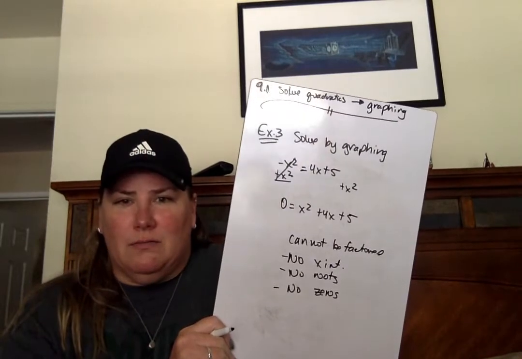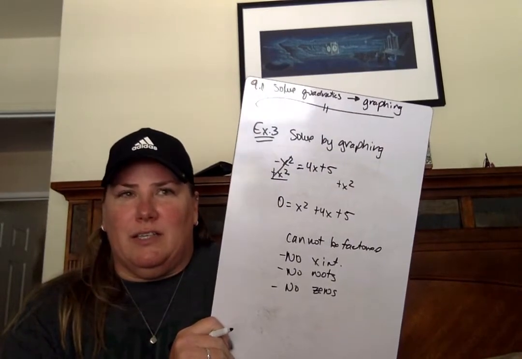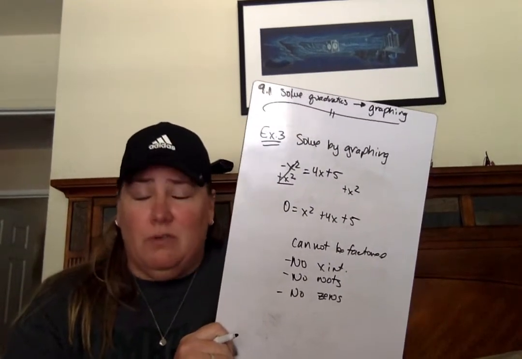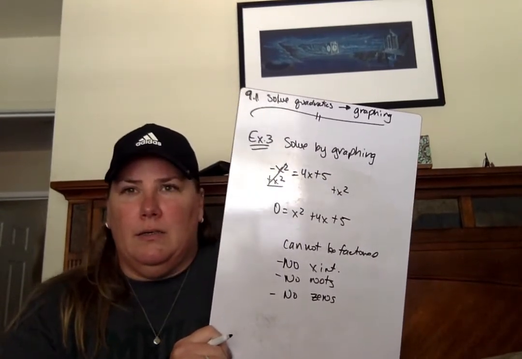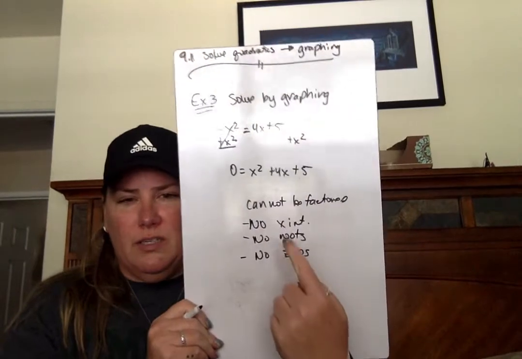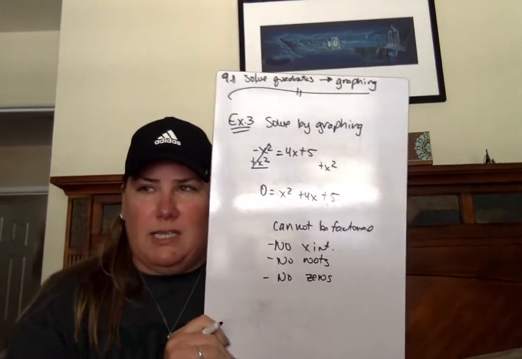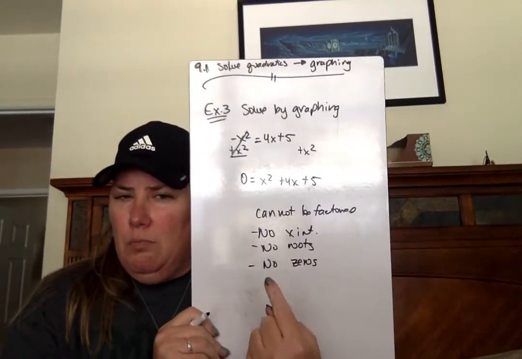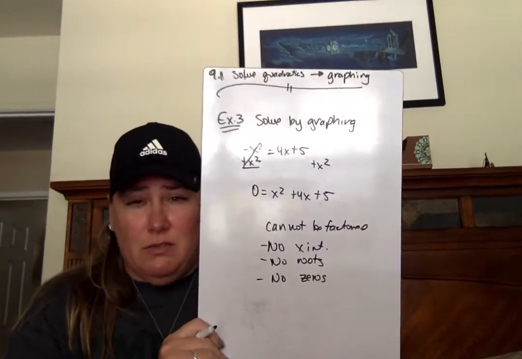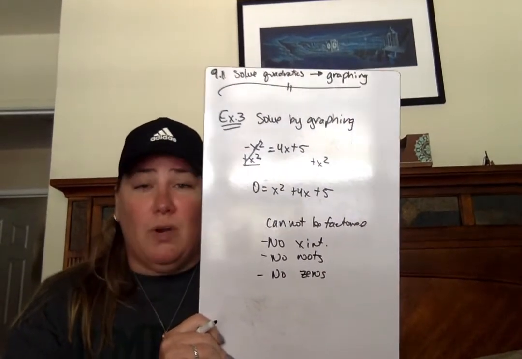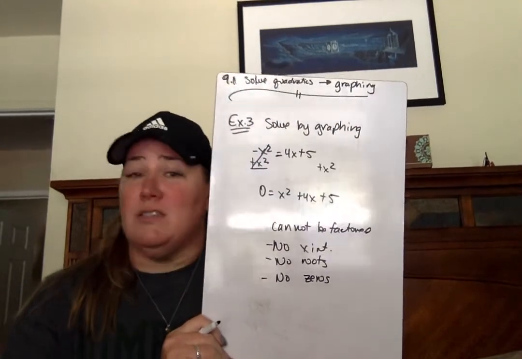So what does that mean? In my kids, I told you I was going to ask you a million times this chapter, which is, I know, a slight exaggeration. Well, all these things are where the parabola crosses the x-axis. But if it can't be factored, and you don't have any x-intercepts, you don't have any roots, you don't have any zeros, your parabola does not cross the x-axis.